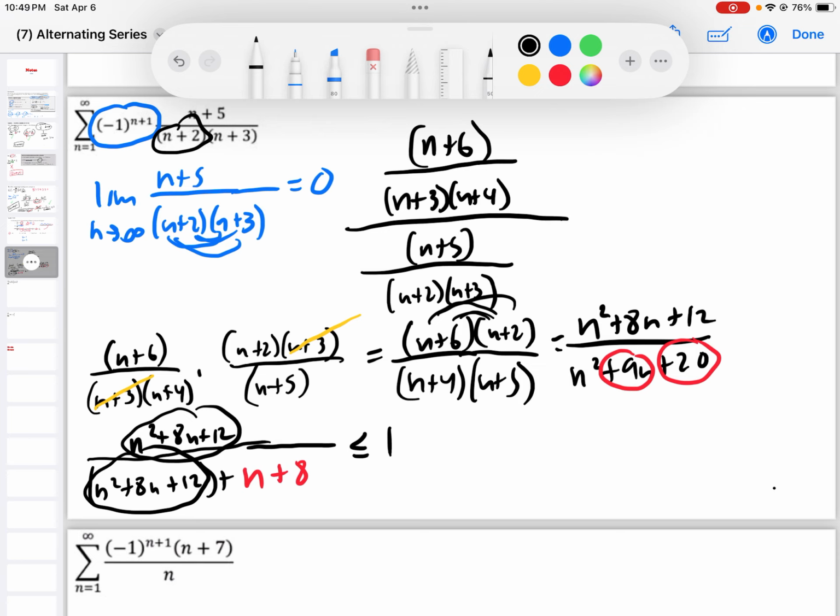So we've shown both conditions. So I would say the series converges by the alternating series test.